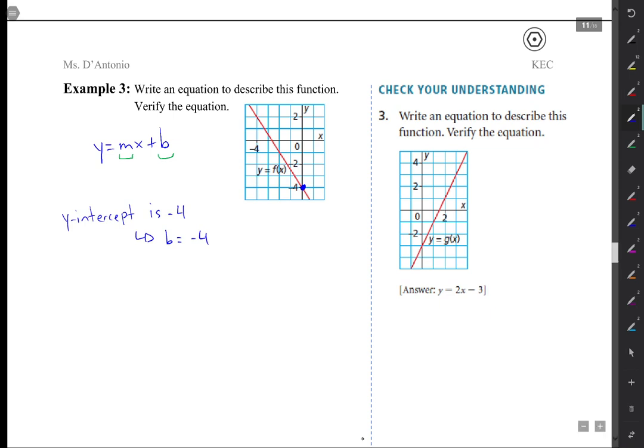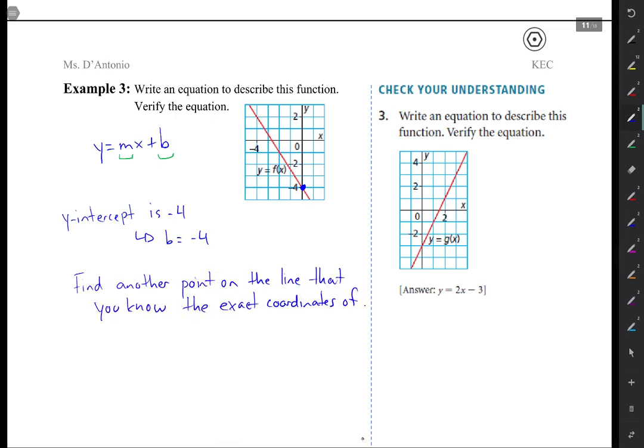So what we're going to do is find another point on the line that you know the exact coordinates of. So if we're looking at our graph and our line there, we can see that this point lies on the exact coordinate of -2, -1. So I'm going to label that point as R, and I'm going to say that we have point R at -2, -1 on the graph.